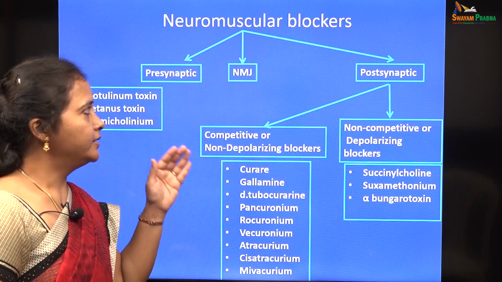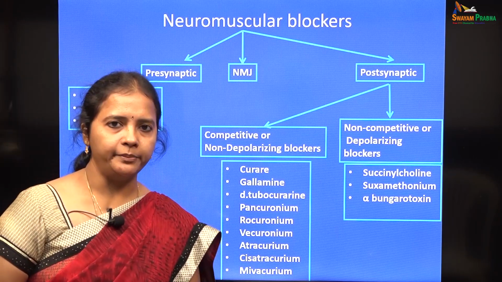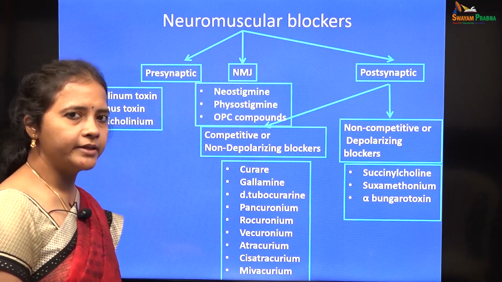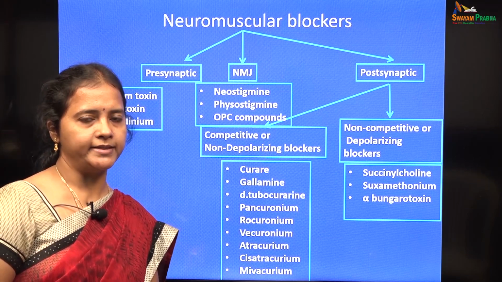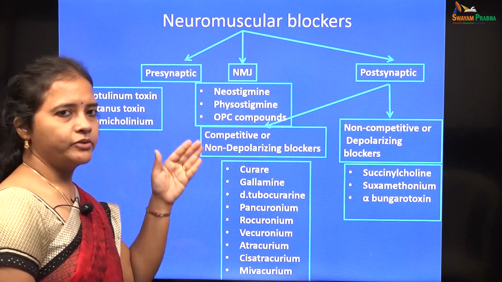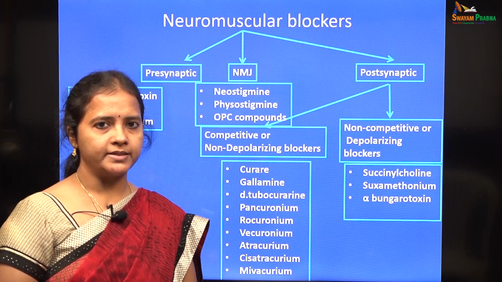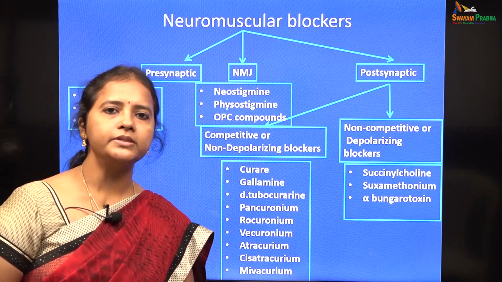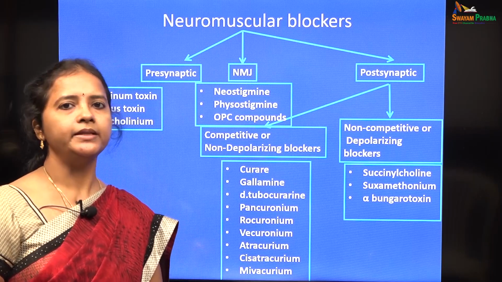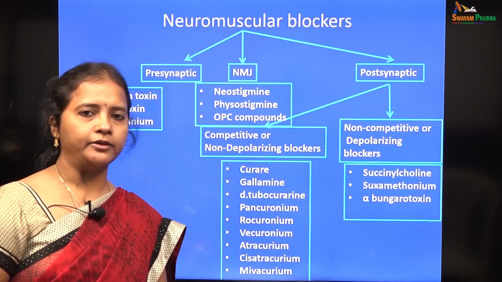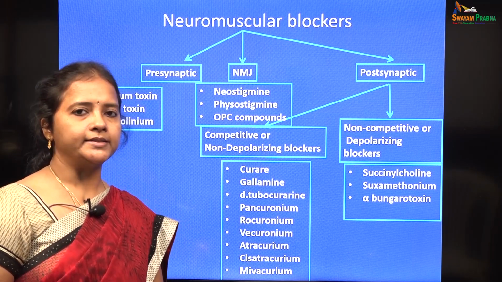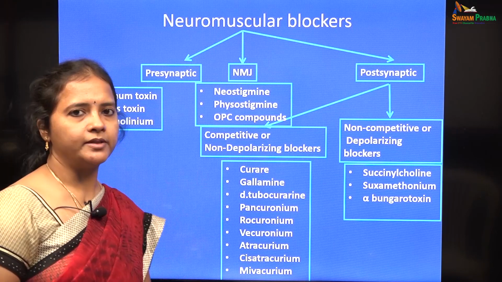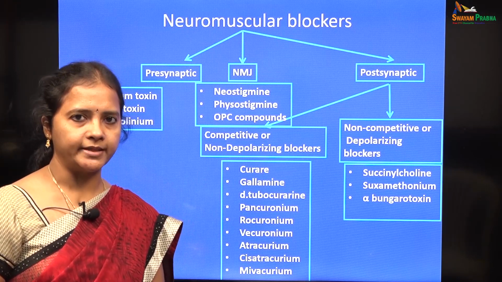And some agents which can act at the synaptic level can be inhibitors of acetylcholinesterase enzyme. Neostigmine and physostigmine are reversible acetylcholinesterase enzyme inhibitors, and organophosphorus compounds like parathion, malathion, and nerve gases can act as irreversible inhibitors of acetylcholinesterase enzyme.